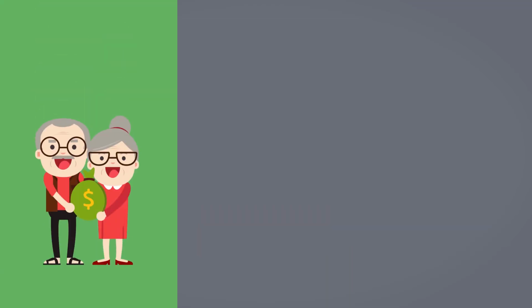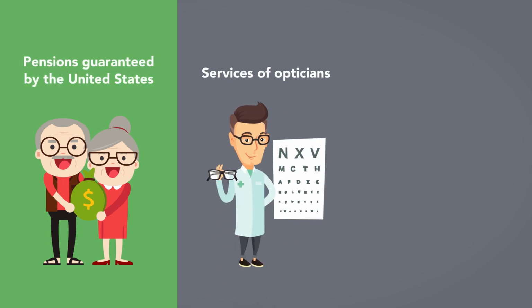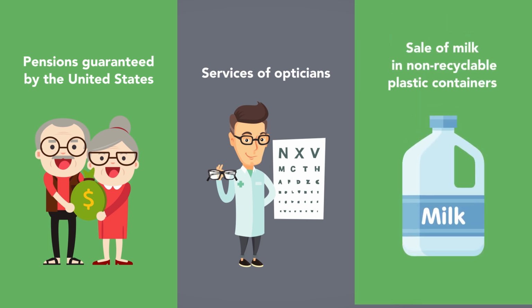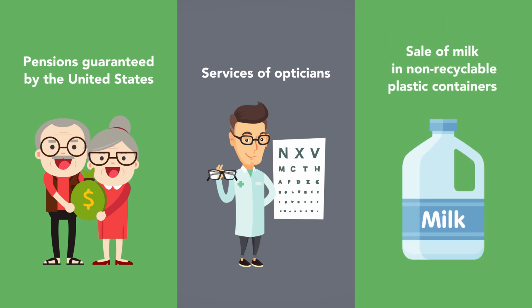Courts have also applied rational basis review and upheld laws regulating terms and conditions of pensions guaranteed by the United States, regulating the services of opticians, and laws banning the sale of milk in non-recyclable plastic containers.